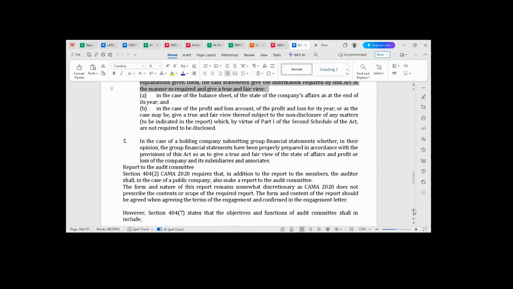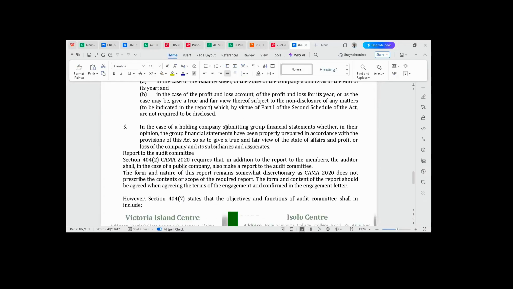The next one. In the case of a holding company, submitting group financial statements, whether in their opinion the group financial statements have been properly prepared in accordance with the provisions of the Act, so as to give a true and fair view of the state of affairs and profit and loss of the company and subsidiaries. It's still talking about the group structure now. We're looking at the consolidated financial statement. You want to be sure that all the information that you have obtained from all the components, okay, are in alignment. Okay, that is what this one is talking about.